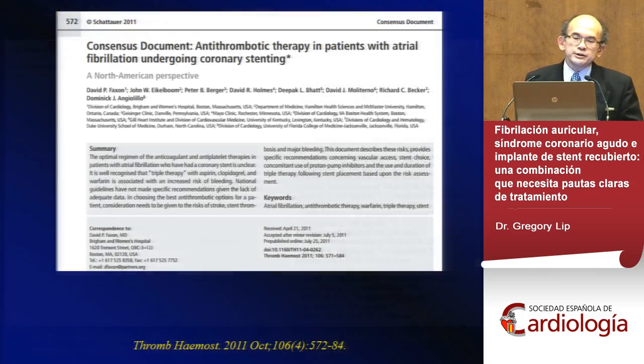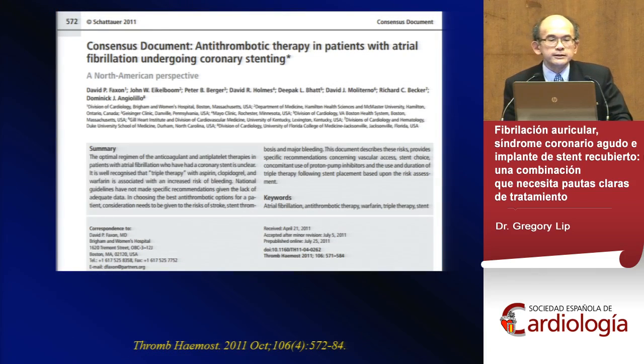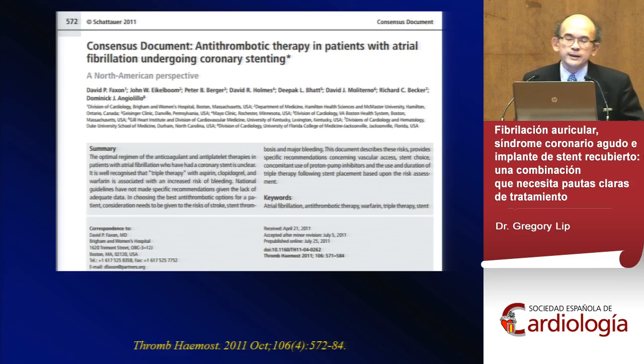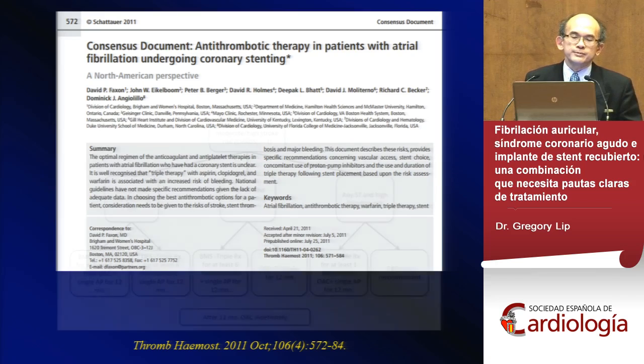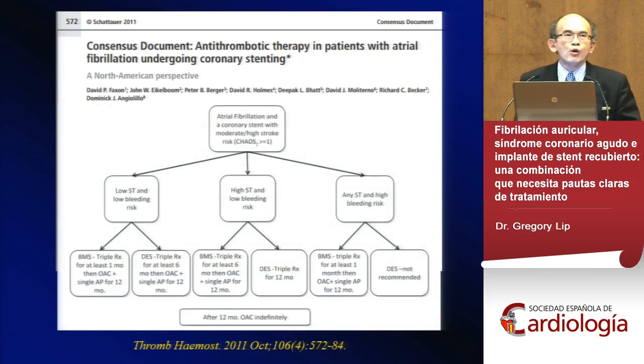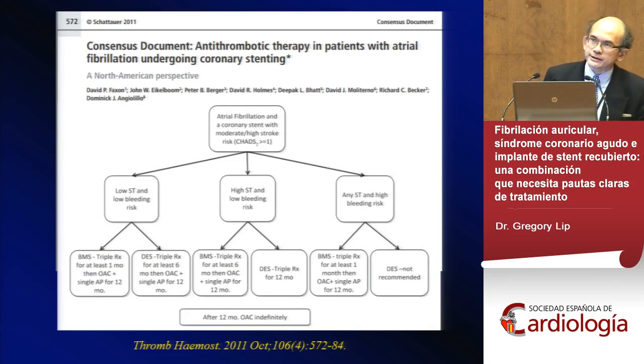Now, there was the perception that our colleagues in North America did things completely differently. And it was very nice that David Faxon and Dominic, who's on our panel here, put together this consensus document from North America. And the Europeans on the consensus document I mentioned on the earlier slide were pleasantly surprised because, in fact, there were more similarities than actual differences. So actually, Dominic, we're far more alike than we like to admit.